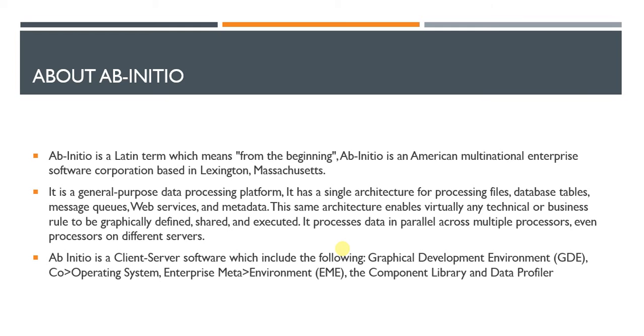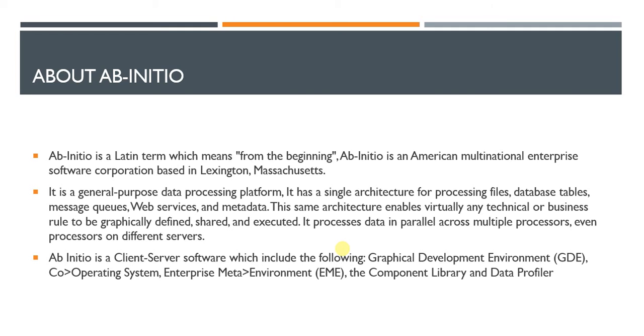Actually, Ab Initio is a general purpose data processing platform, and it's a single architecture which can process files, database tables, message queues, web services, and the same architecture can be executed graphically and also in a command line mode. And Ab Initio is best known for its parallel processing. That means it can process data in parallel across multiple processors in different servers.